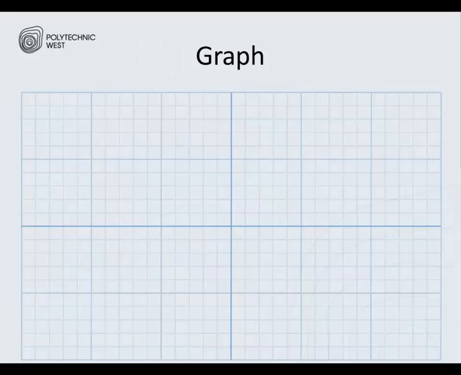When we graph straight lines, a couple of things to be aware of. The graph has got the x-axis, which is a straight line, which is where y equals 0. There's no up or down. And the y-axis, this is where x equals 0. There's no left or right.